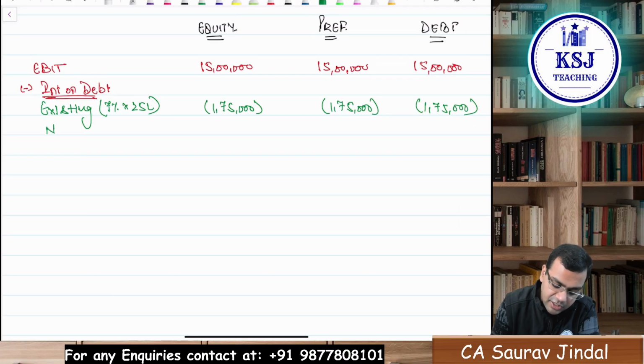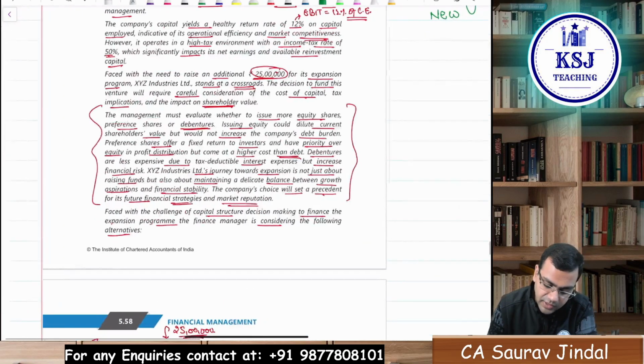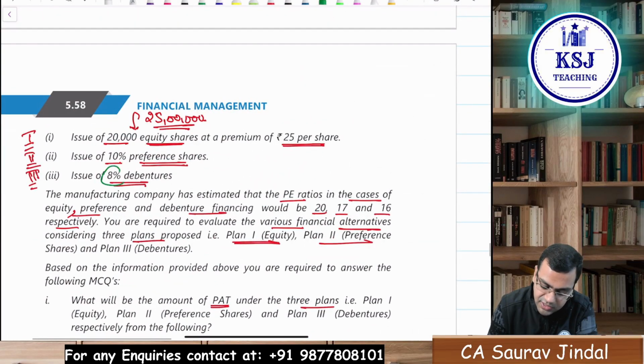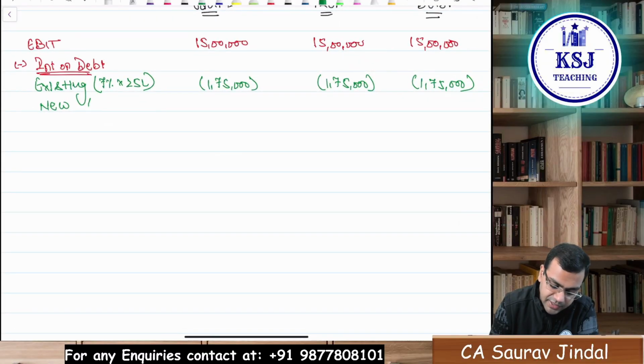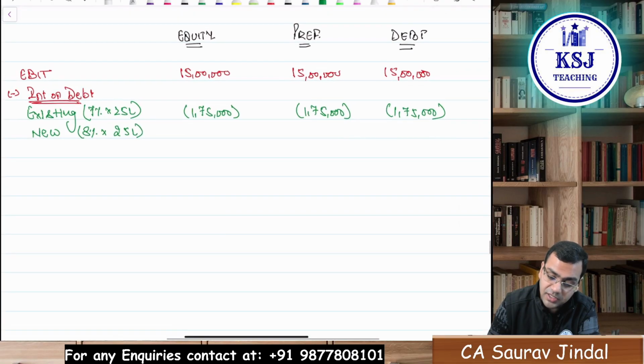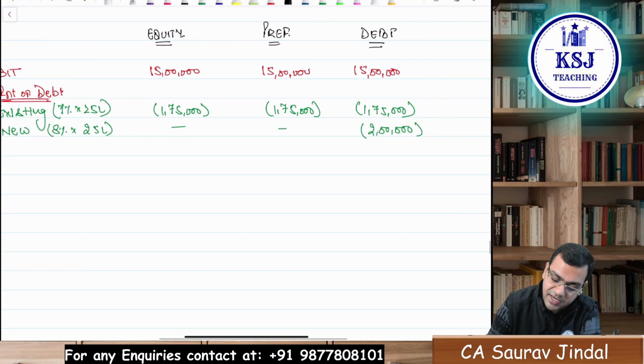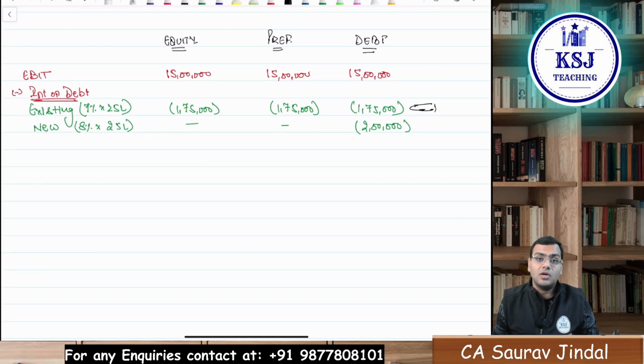Right? Then new debt. Now in case of new debt, what is given is the percentage is 8% of 25 lakhs, but under which option? Now it will be under the debt option only, that is 2 lakh rupees. So it will be under this debt option only. So this is where you have to be very, very careful, that please do not forget to take the interest on the existing debt. That is to be taken for the calculation.